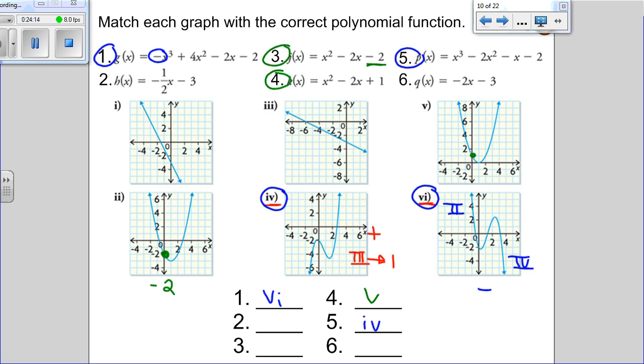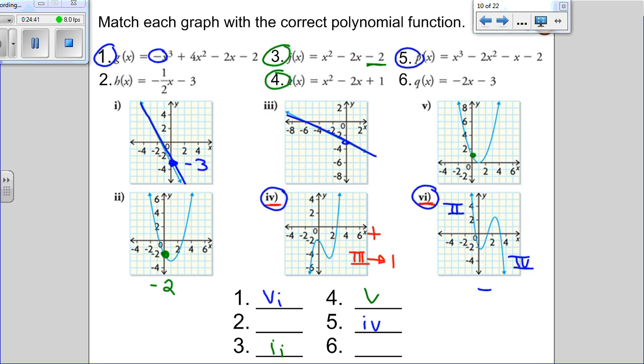Now you're down to 2 lines. They both have to have negative leading coefficients because they both work their way down as you go left to right. This guy has to have a constant of about -3. This guy has to have a constant of about -3. So neither of those tricks are going to work.